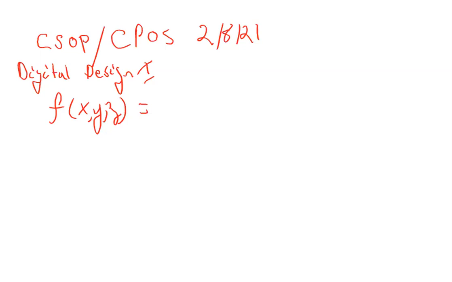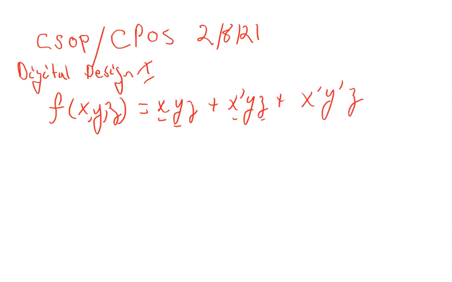Every product term would be included. So if we said something like x, y, z, or x prime, y, z, or x prime, y prime, z, we knew we were in a canonical product of sums form because the x, y, and z appeared in every single product term, either in its inverted or uninverted form.